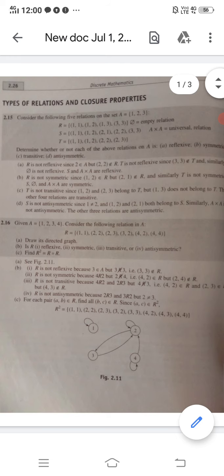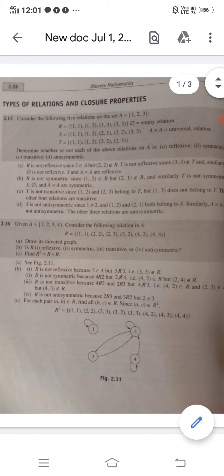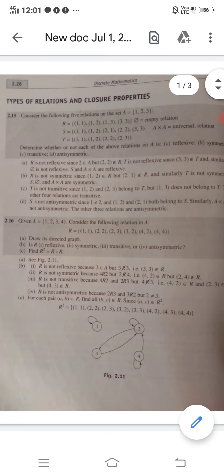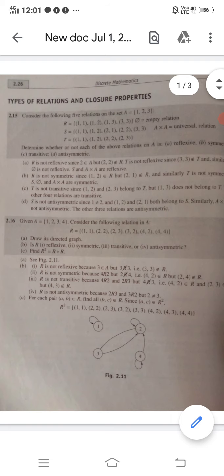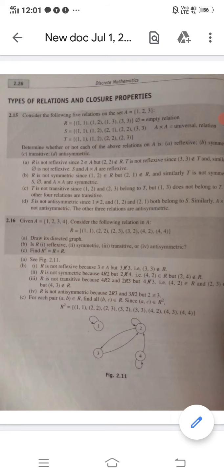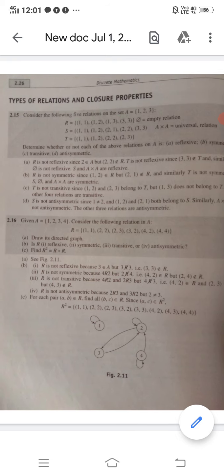We have to check for 4 types. Okay, check relation R. So first check the condition of reflexive for all relations. The condition of reflexive is: for all a belongs to capital A, there should be (a,a). So here 3 elements are here, 1, 2, 3. So (1,1), (2,2), (3,3) all should be there in a relation, then it will be reflexive. So let's check R.